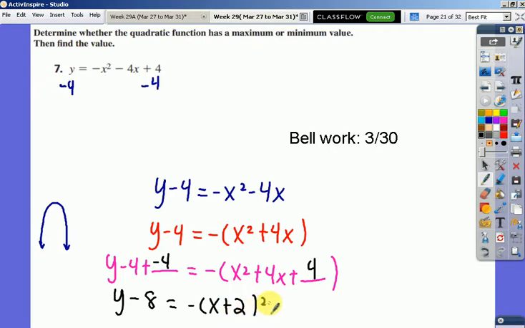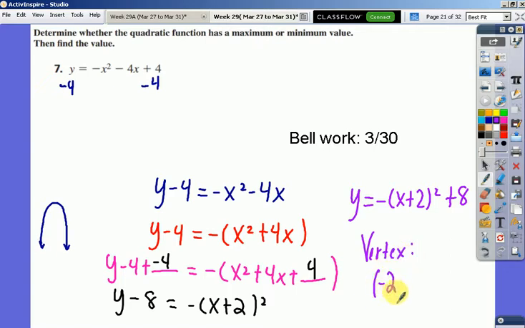And then, what do I do? Add 8. Now I have it in vertex form. So y equals negative x plus 2 quantity squared plus 8. What's my vertex? Opposite sign, negative 2, 8. What's my max? Be prepared to do that on the test and show all the steps. If you have any questions.